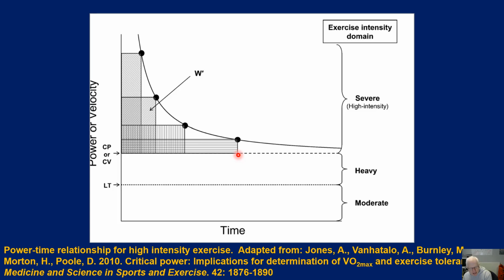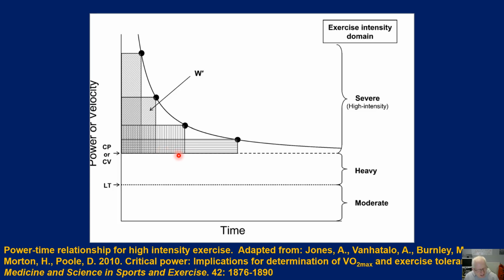Now here's the really neat thing. The areas of each of these blocks are identical. May not look it, but they are identical. But what they show us is that this area here, where the intensity is really high, is a tall, narrow area. Where the intensity is lower, it's still in the severe domain, but it's lower intensity exercise, it is longer and thinner, but it's still the same area.